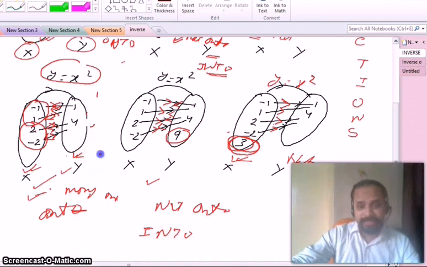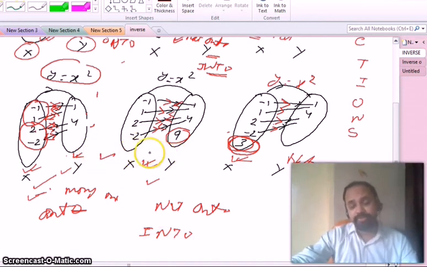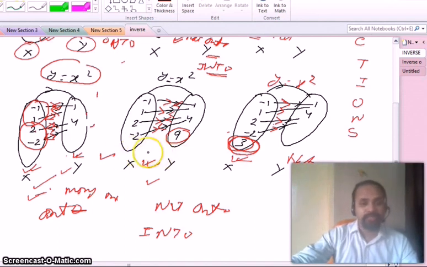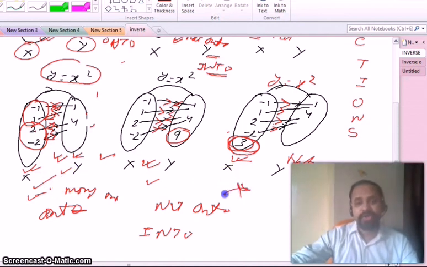That means this function is many-one and into, that means this is called many-one into function. This one is many-one and onto, that means it is called many-one onto function. And last one, this is not a function. Okay, so this was the basic differentiation between the types of function.